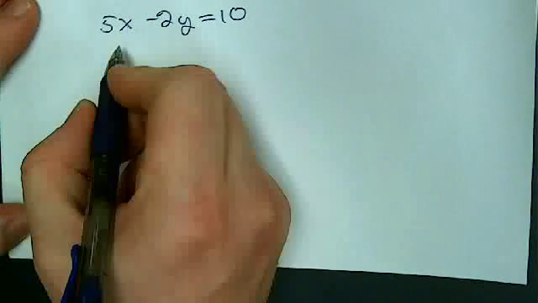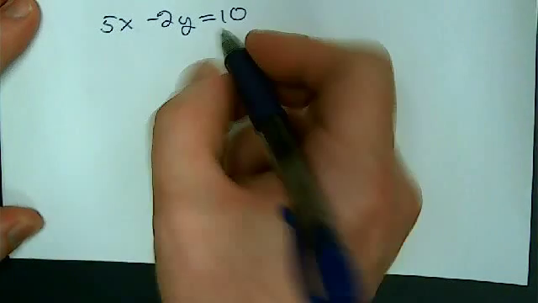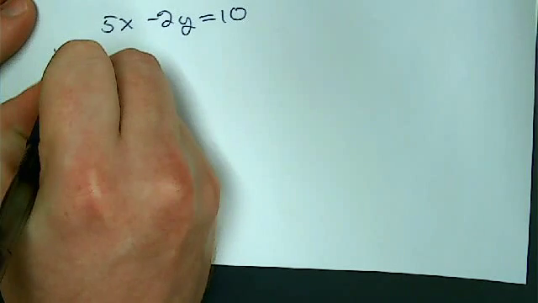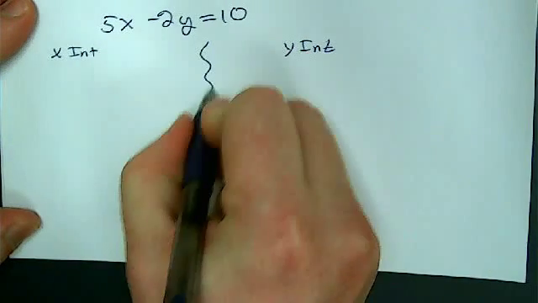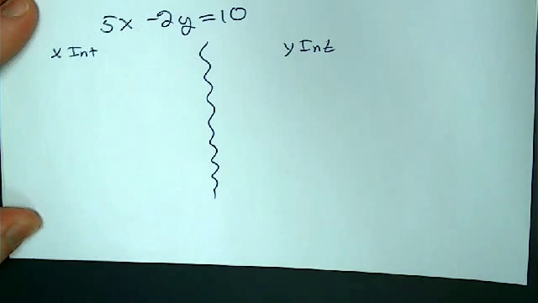So here we got 5x minus 2y equals 10. We need the x-intercept and the y-intercept. Yep. We're on practice B now if you're following the book.